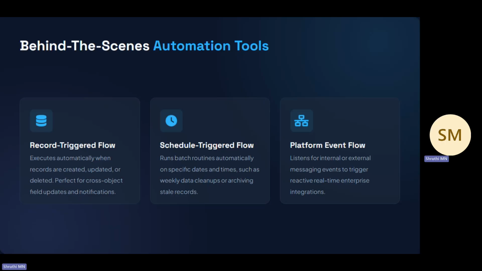Now let's change the trigger. Instead of record changing, what if the business says every Sunday at midnight, find stale leads and process the ones that have had no activity for 6 months? What triggers this process? Not a user, not necessarily a record update. The trigger is time. That is where scheduled triggered flow becomes useful.